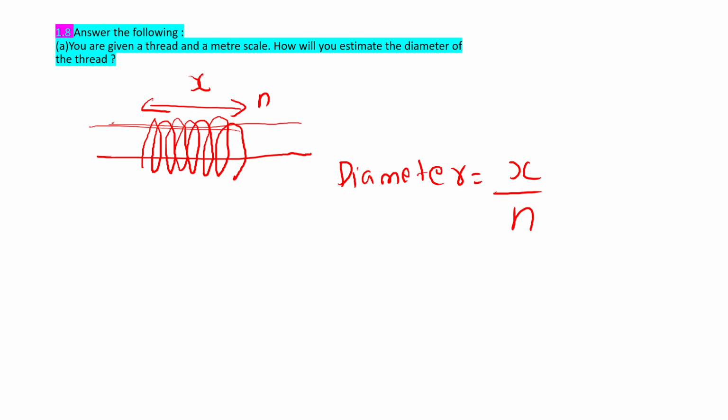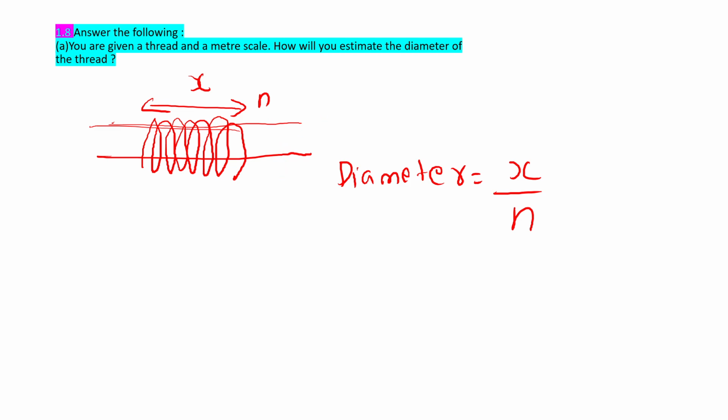So it is difficult to measure the diameter of the thread with the meter scale. So what you will do, you will bind it for a particular length and you will count how many turns are there and what is the distance covered. So diameter is equal to x by n, where x is the distance covered and n is the number of turns. So that's how we will find out the diameter of the thread.